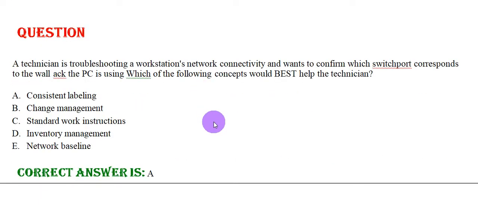A technician is troubleshooting a workstation's network connectivity and wants to confirm which switch port corresponds to the wall jack the PC is in. Which of the following concepts would best help the technician? Option A, consistent labeling. Option B, change management. Option C, standard work instructions. Option D, inventory management. And option E, network baseline. The correct answer is option A.